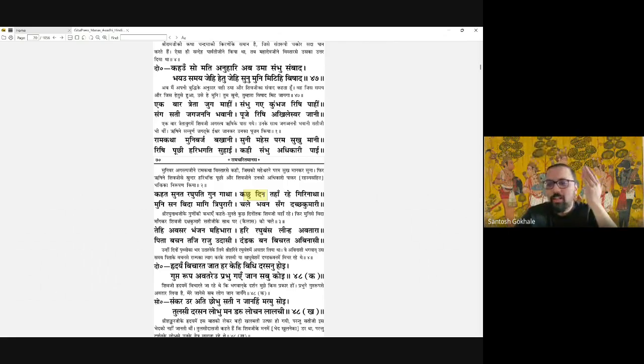He has grown into youth. He has got married. Pita Bachana Taji Raju Udasi. Because of his father's words, he has left his kingdom and he has started moving around. Dandaka Bana Bicharata Abhinasi. He is now moving in the Dandaka Bana. So ये राम जी का जो अवतार है वो तब का अवतार है जब शिवजी वापस जा रहे हैं. ये कब का अवतार है? ये त्रेता युग में है. अब त्रेता युग में ही जब वो अगस्त्य ऋषि जी से मिले थे तब वो भी राम कथा कह रहे हैं. वो उसके पहले की राम कथा है.